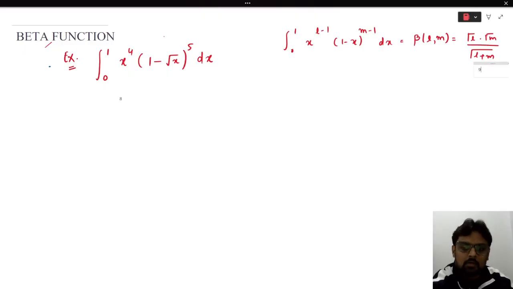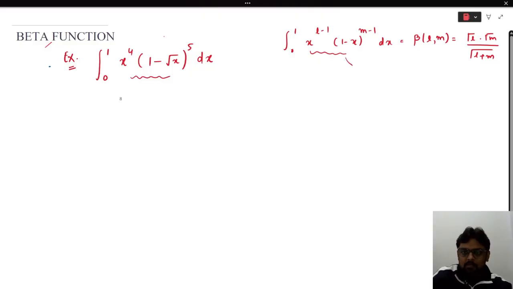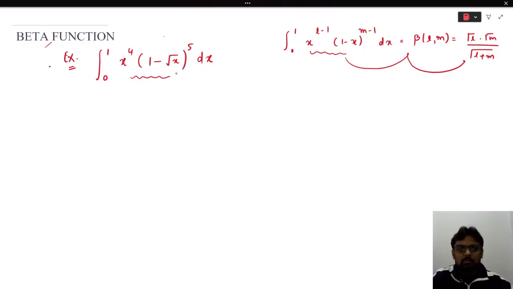Okay, so we reduce this integration to this form, and by using these properties we can evaluate this integration. So here we have x to the power 4 into (1 minus root x) to the power 5. So this is root x, not x, so we can't use it directly. We can reduce it to this form. So root x, let root x be t. Now suppose this is t, so first of all we have to check the limits.